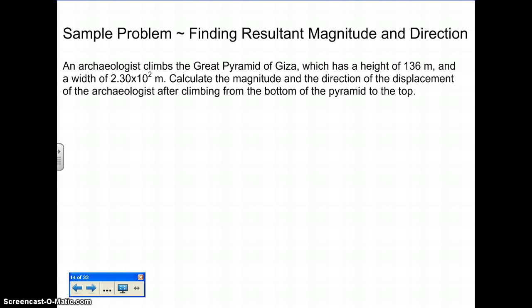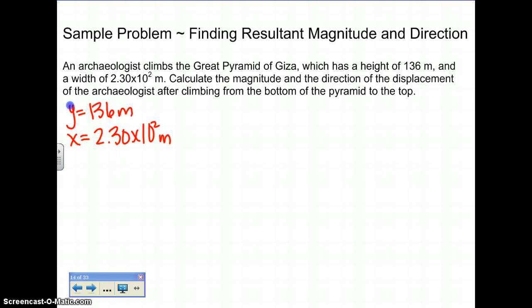Looking at this first question, it says an archaeologist climbs the Great Pyramid of Giza, which has a height of 136 meters, so that would be a Y, and a width, that would be like an X, of 2.30 times 10 to the second meters. Calculate the magnitude and direction of the displacement of an archaeologist after climbing from the bottom of the pyramid to the top of the pyramid.